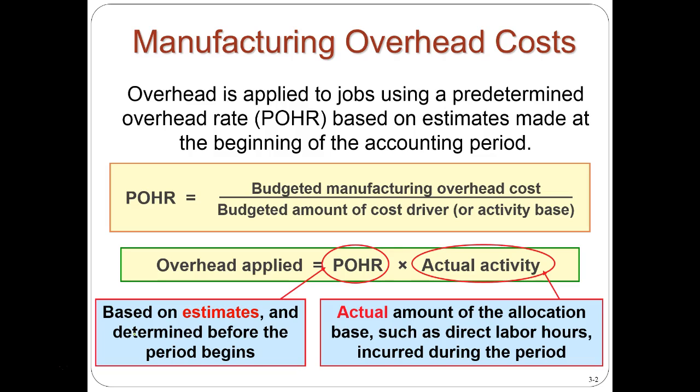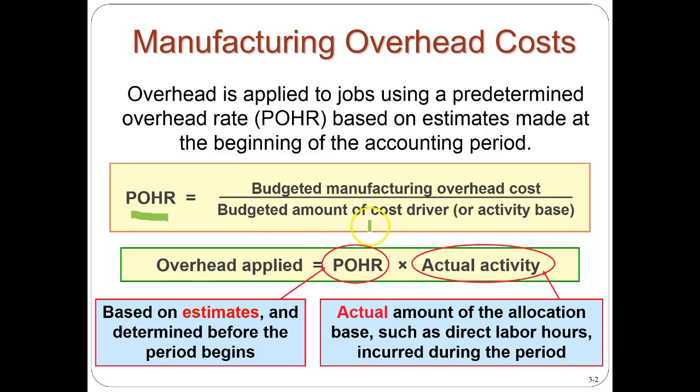So what we're going to do is apply the overhead to the job using a predetermined overhead rate, based on the estimates made at the beginning of the accounting period. So here we have the predetermined overhead rate, which is going to be calculated as the budgeted manufacturing overhead. So we're going to predetermine what we believe the budgeted manufacturing overhead will be, meaning all this stuff that's going to go into this account. And of course, we're going to do that probably based on last year and any changes that we think will be made in the upcoming year.